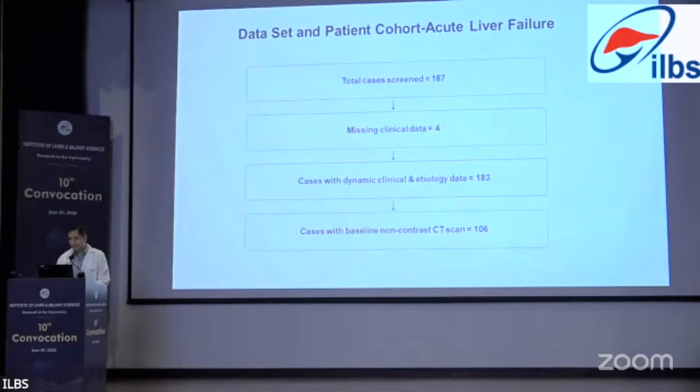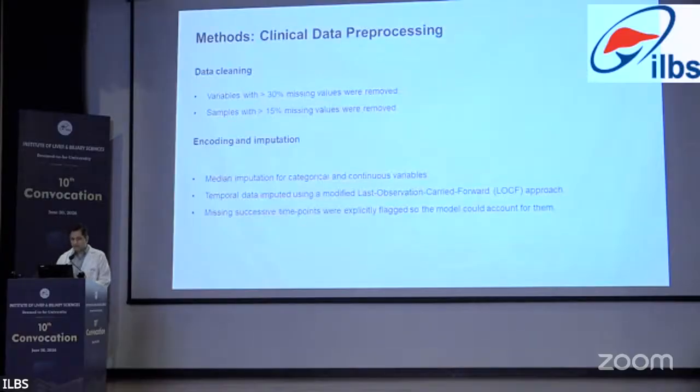So these are 187 patients. About 183 have clinical etiology, dynamic clinical variables, but about 106 of them had a baseline non-contrast CT scan. So most of the clinical data processing has been done using the following state.